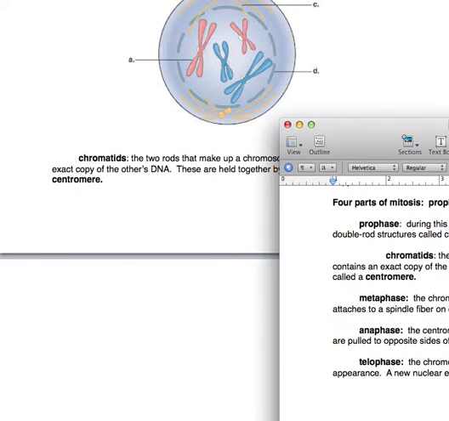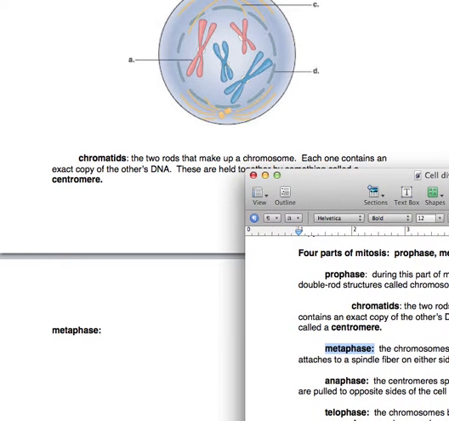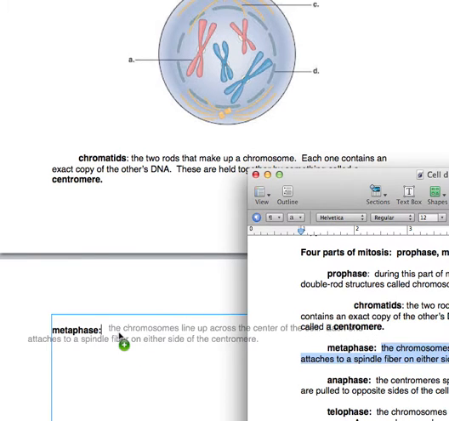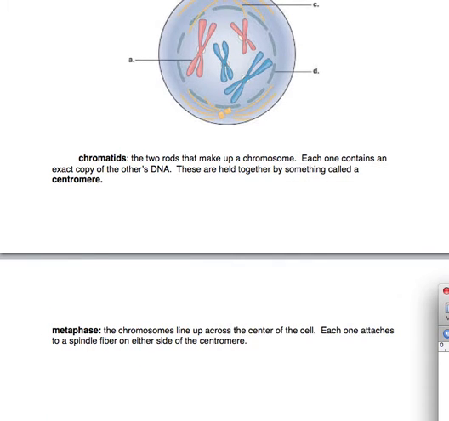Now let's move on to the next phase. That's called metaphase. In metaphase, the chromosomes now line up across the center of the cell, and each chromosome attaches to a spindle fiber on either side of the centromere. I'll show you what that is, because that sounds confusing.